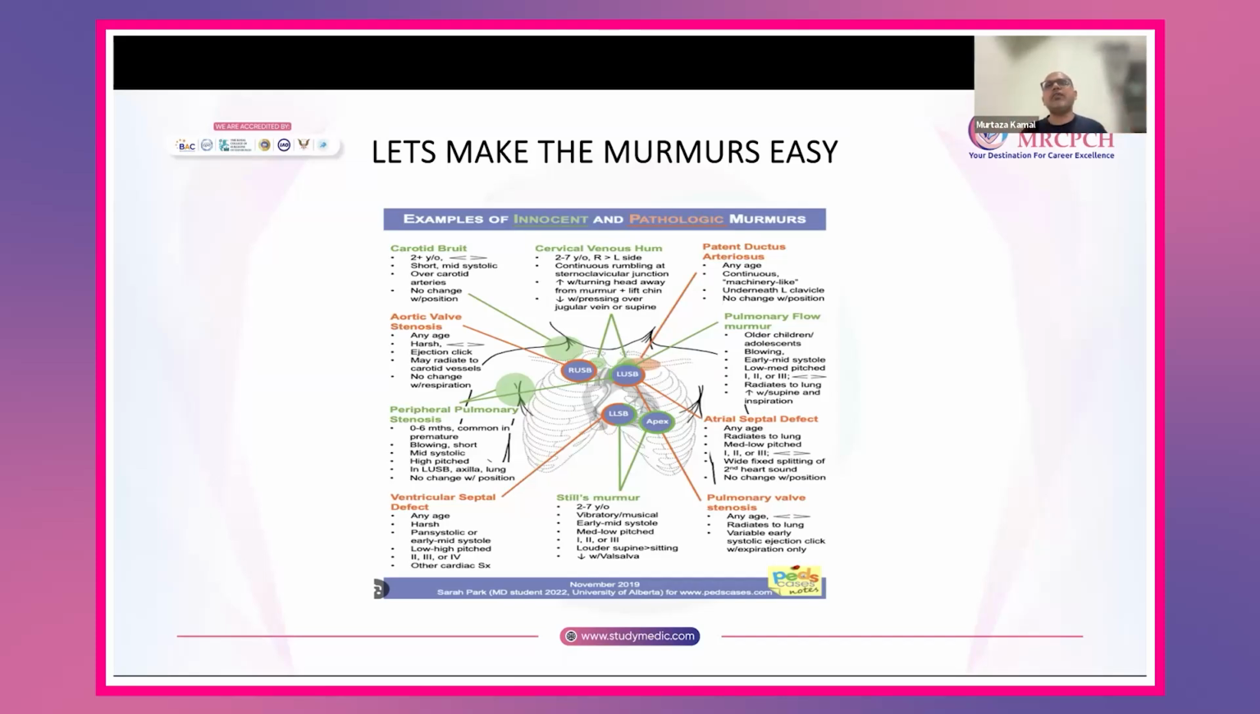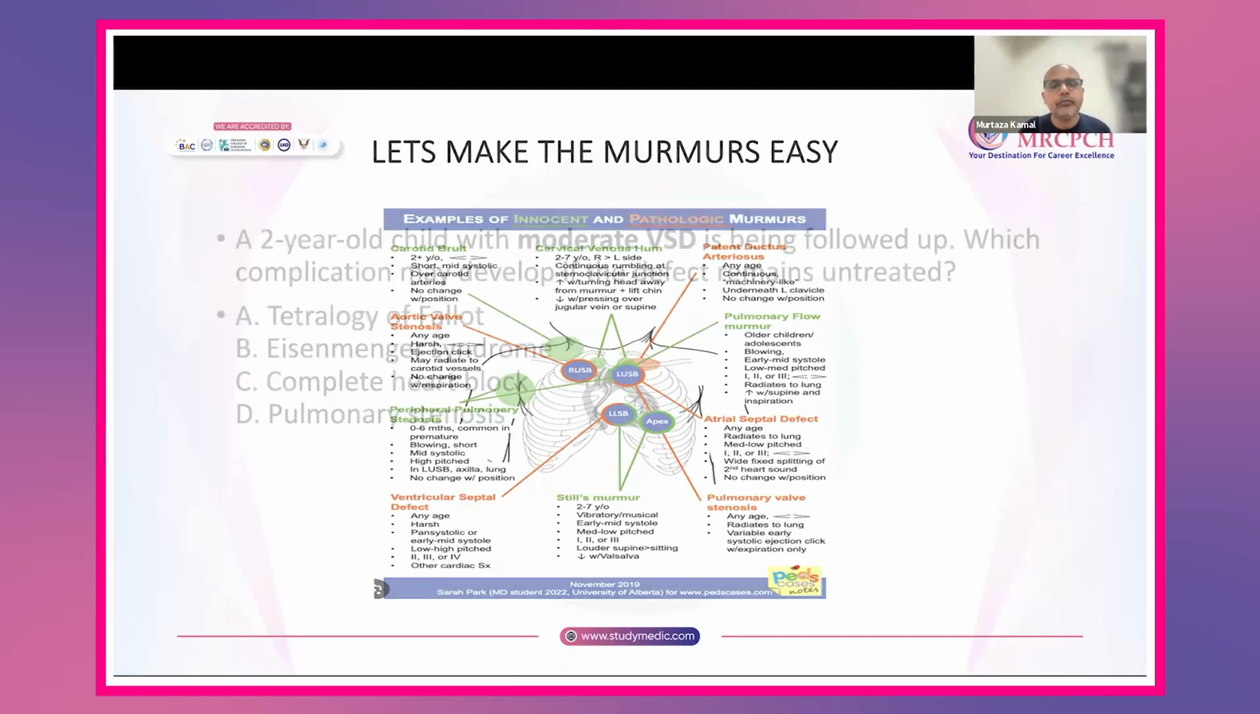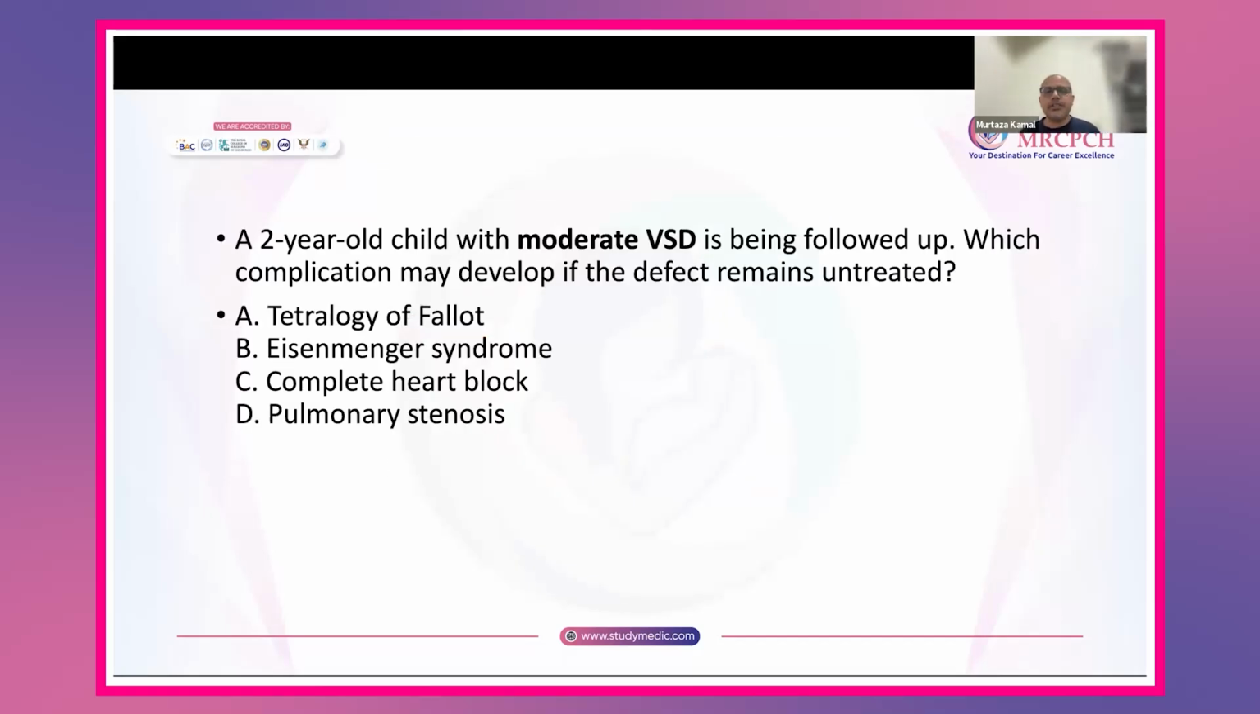Coming to the continuous murmur, it is produced due to the PDA, an AP window, a BT shunt, or a collateral. This is the whole chapter of murmurs. Hope that the things are clearer to you all. We'll go through a few questions now and then we'll finish off this session.